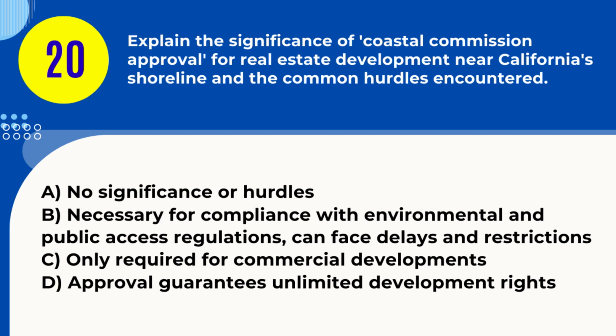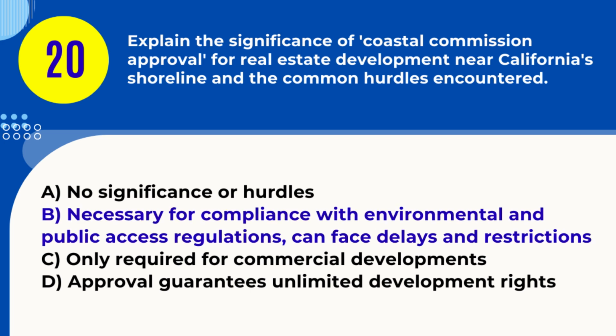Explain the significance of Coastal Commission approval for real estate development near California's shoreline and the common hurdles encountered. A. No significance or hurdles. B. Necessary for compliance with environmental and public access regulations, can face delays and restrictions. C. Only required for commercial developments. D. Approval guarantees unlimited development rights.